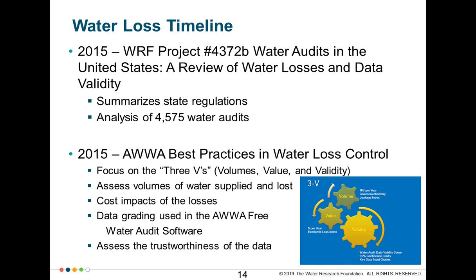2015, still a lot of confusion out there. A lot of utilities and regulators using the term unaccounted for water. So at AWWA, we produced what we call the two-page flyer. And this flyer focused on the recommendation that we focus on the 3 V's: the volume of the water supplied to the system, the volume of the lost water, and the value of the lost water, and then also the validity or trustworthiness of the data and how it all interrelates.